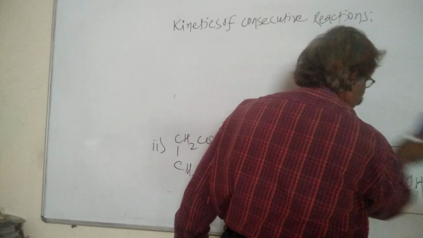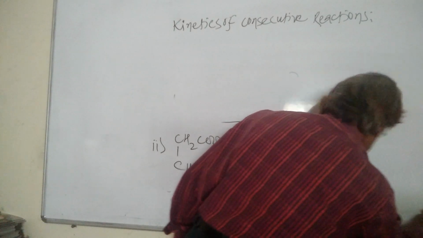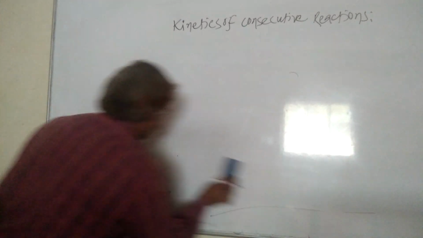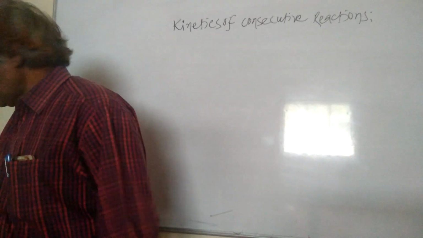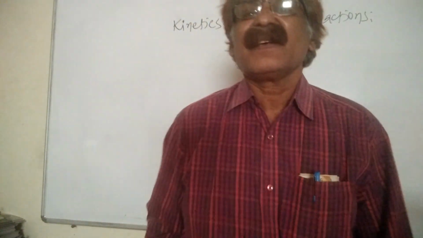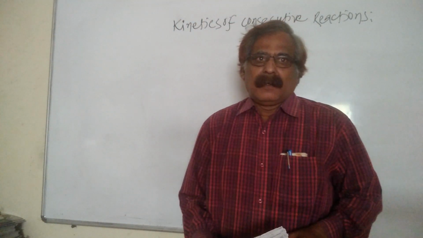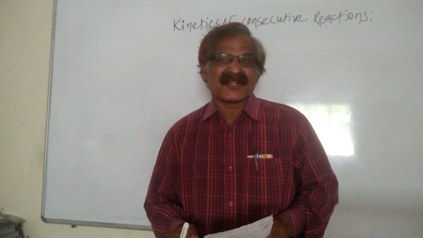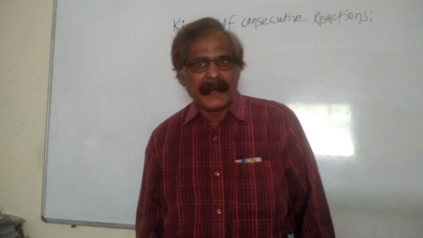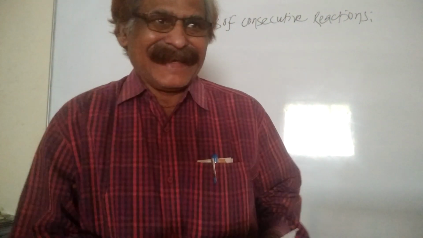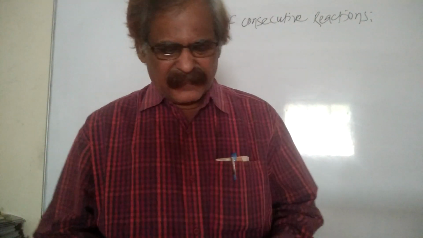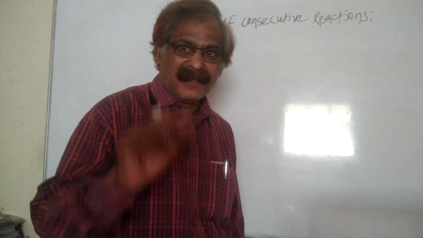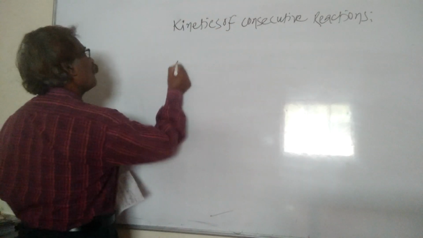The kinetics of consecutive reaction is very important because, as we have seen, consecutive reactions involve various steps, and therefore we must know which one is the slowest step, and once we know that, using that slowest step, we can find out the rate constant of the reaction. So let us see the chemical kinetics of consecutive reaction with the help of a simple hypothetical example.